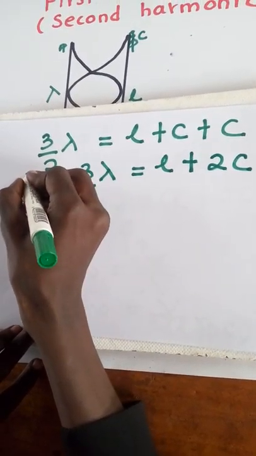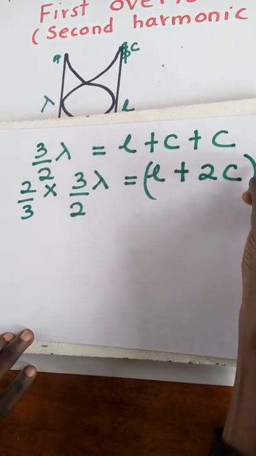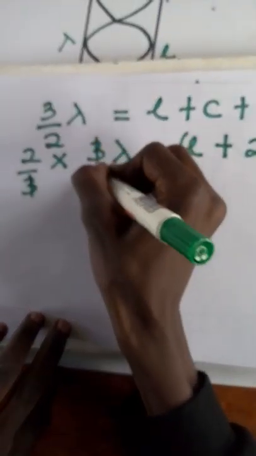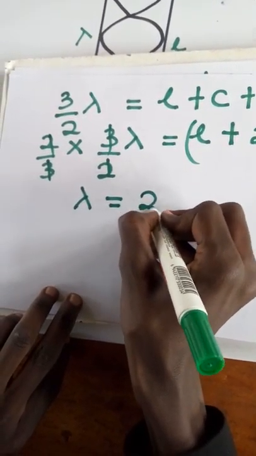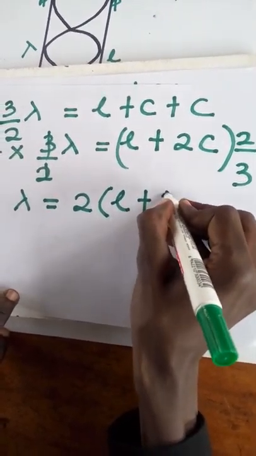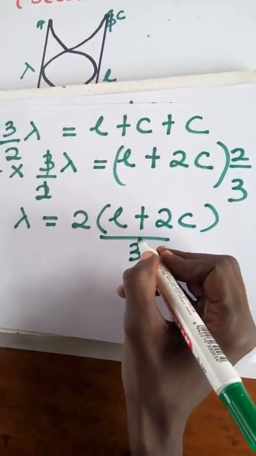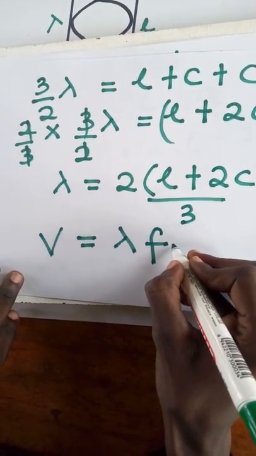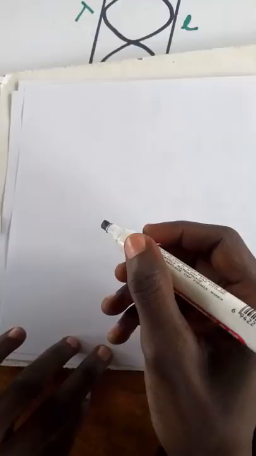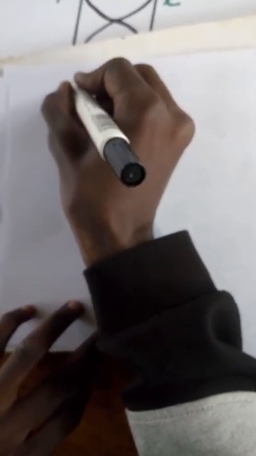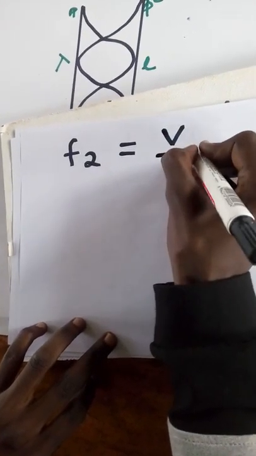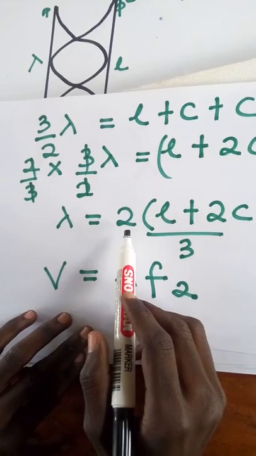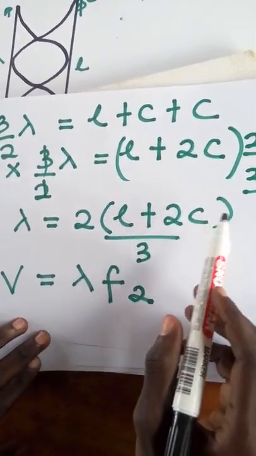So we are going to multiply by 2/3 on both sides. These are going to cancel each other. So we remain with wavelength is equal to 2 times bracket length of the open pipe plus 2 times end correction, over 3. But velocity is equal to wavelength times frequency, but this is the frequency of the second overtone, which is the third harmonic. So the frequency of the second overtone is equal to velocity over wavelength. So we are going to substitute wavelength from this equation, that wavelength is equal to 2 brackets length of an open pipe plus 2 times end correction, over 3.